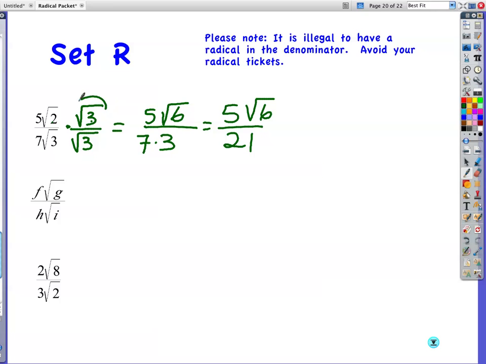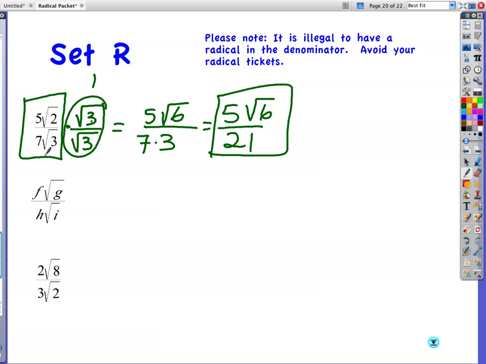Please note, what is the value of square root 3 over square root 3? If you did that on your calculator, 1. So this number is equivalent to this number. If you were to put this into your calculator correctly, and put this one into your calculator correctly, the decimal approximations would come out to be the same.